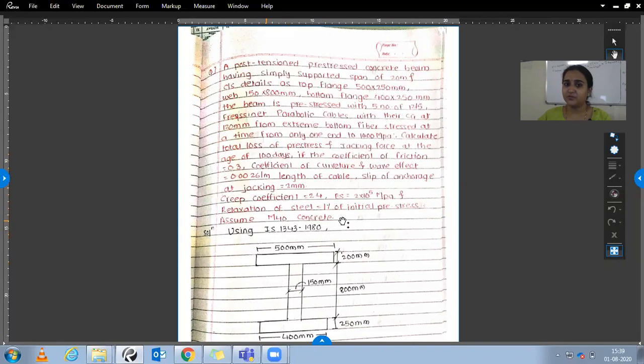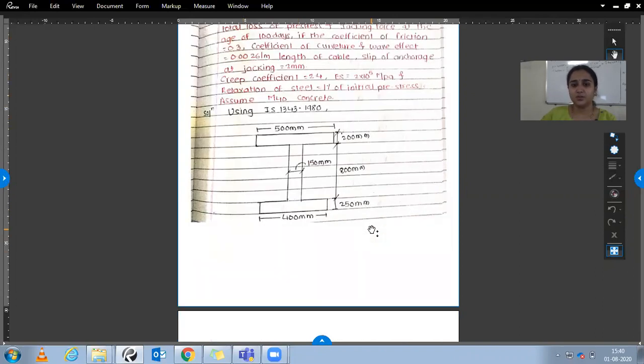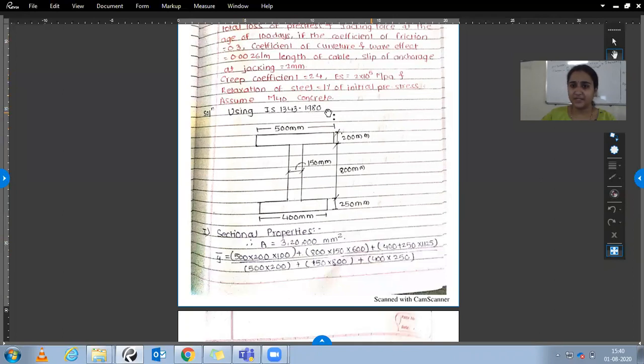If you go through the IS code, you can easily know the range of these values. Sometimes these values are not given in a question paper, so we can use these values from the IS code. We can use the IS code at the time of the exam also, so just go through it. Use IS 1343, 1980 or 2012; it is better to use IS 2012, the higher version of the IS code.